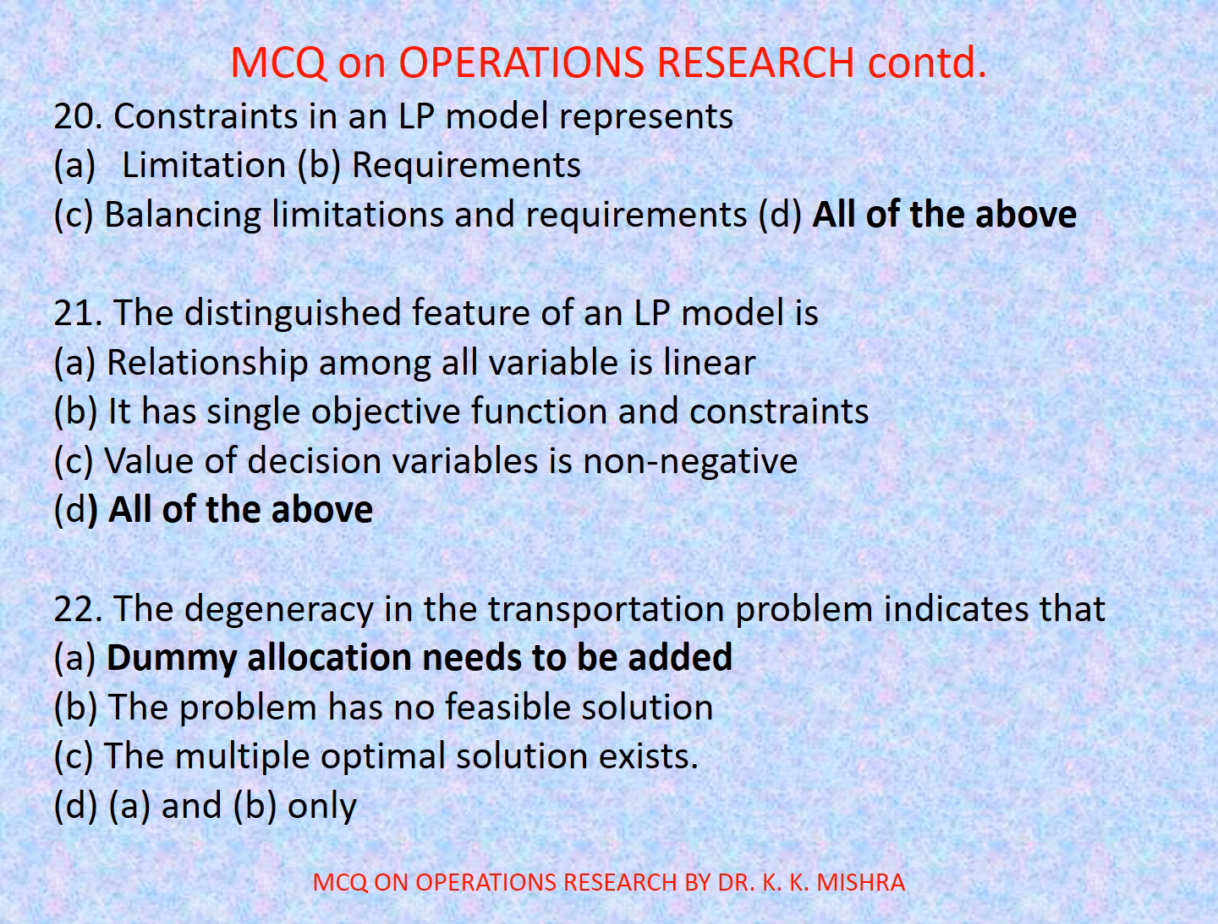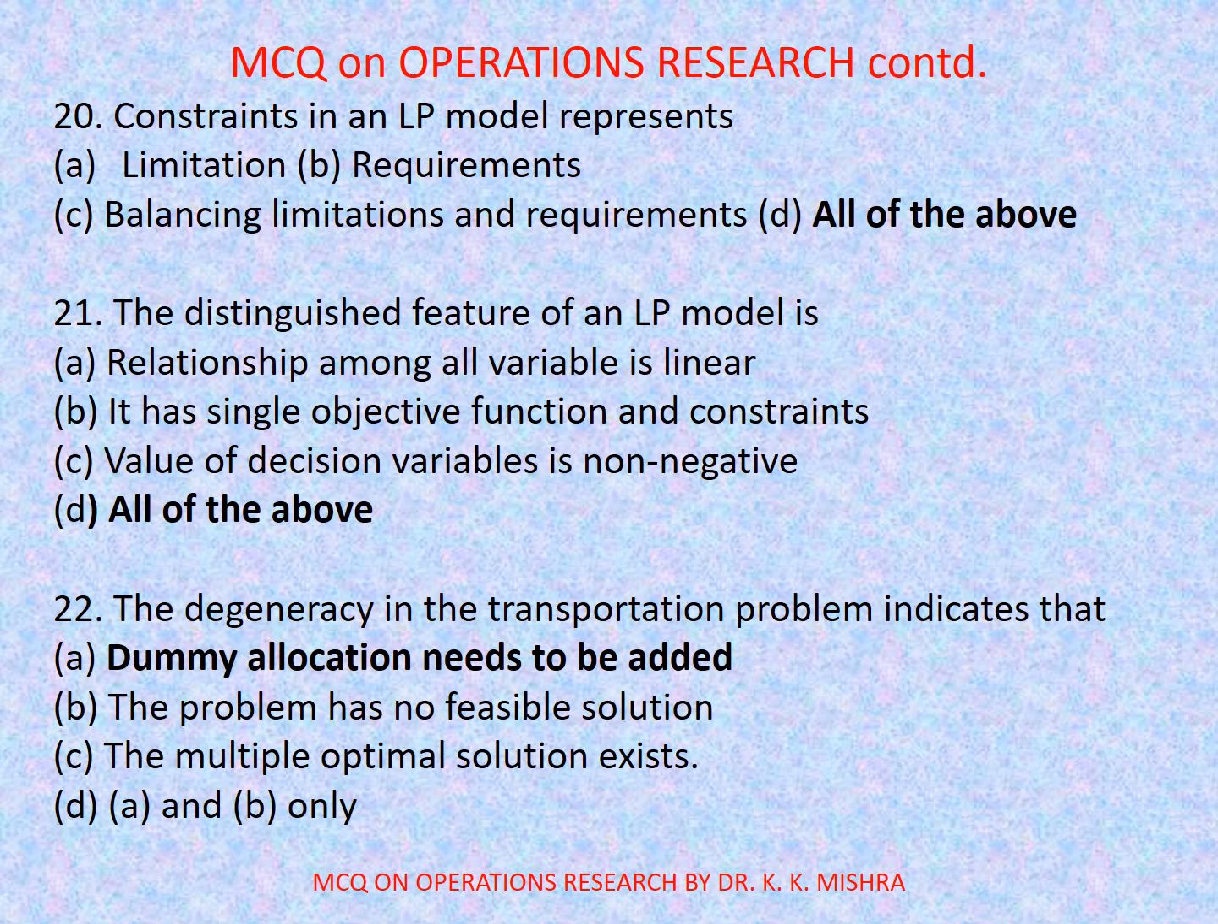Question number 21. The distinguished feature of an LP model is options are A, relationship among all variables is linear, B, it has single objective function and constraints, C, value of decision variables is non-negative, D, all of the above. Correct option is D, all of the above.